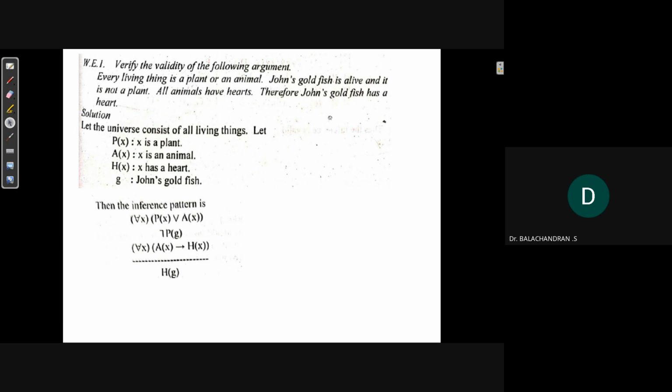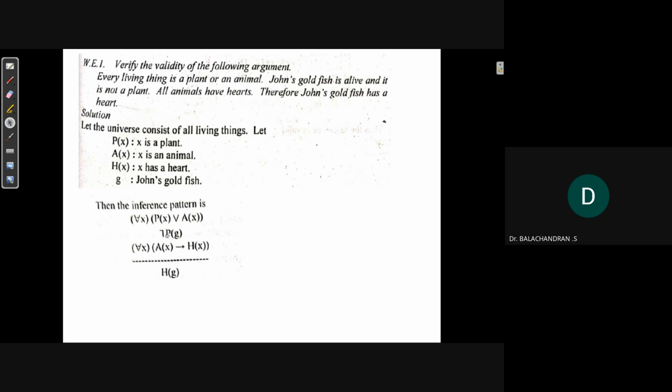So again the students will get a little confused here, because John's goldfish is alive because of this. And it is not a plant, because we are dealing only with living things. So "John's goldfish is alive" is redundant for us. This data is redundant because we are assuming the universe consists of all living things. So that's why this will not make an impact on the premises. Only "it is not a plant" matters.